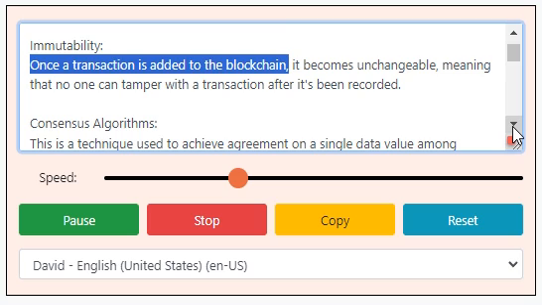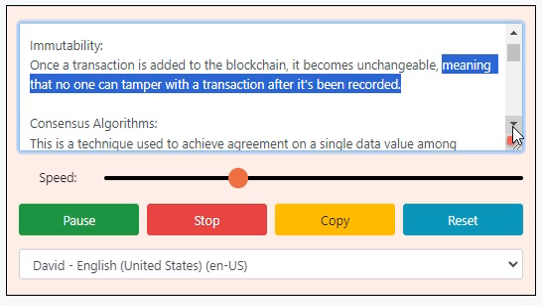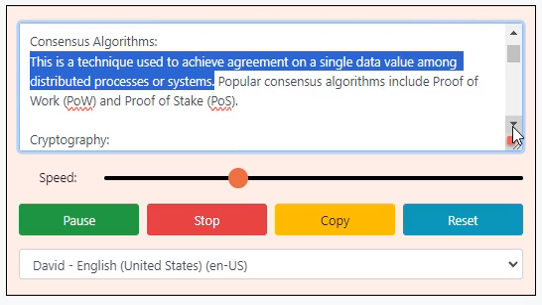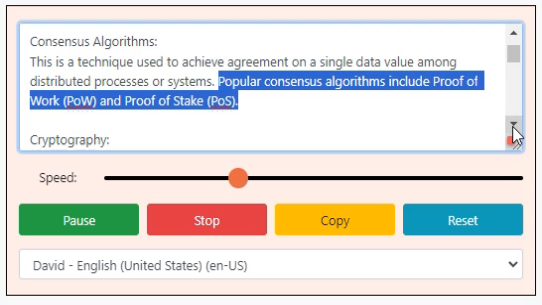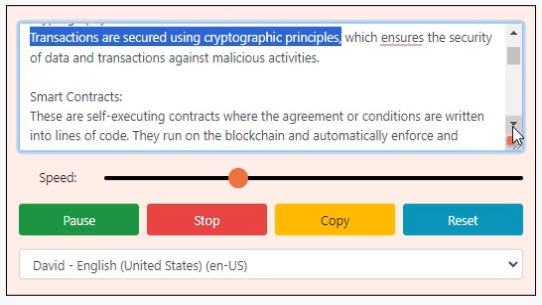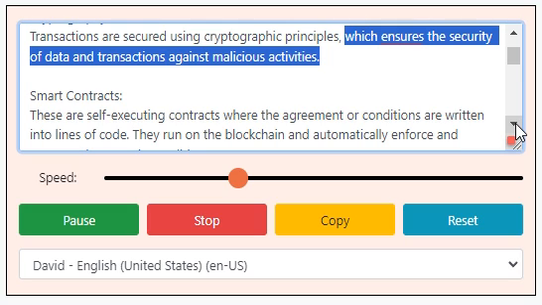Immutability. Once a transaction is added to the blockchain, it becomes unchangeable, meaning that no one can tamper with the transaction after it's been recorded. Consensus algorithms. This is a technique used to achieve agreement on a single data value among distributed processes or systems. Popular consensus algorithms include proof of work, POW, and proof of stake, POS. Cryptography. Transactions are secured using cryptographic principles, which ensures the security of data and transactions against malicious activities.